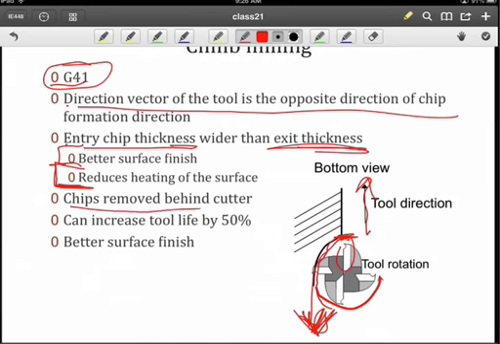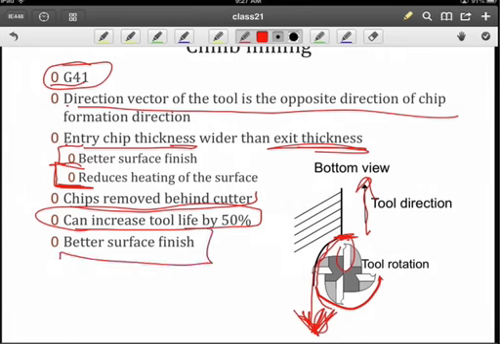The chips will be removed behind the cutter, and people have found that it can increase the tool life in some cases by up to 50%. As we said, you end up typically with a better surface finish. So selecting G41 or G42 is not just a matter of moving around the surfaces that you're cutting in a certain direction, but it also has an impact on the resultant surfaces and the life of the tool, as well as the coating.